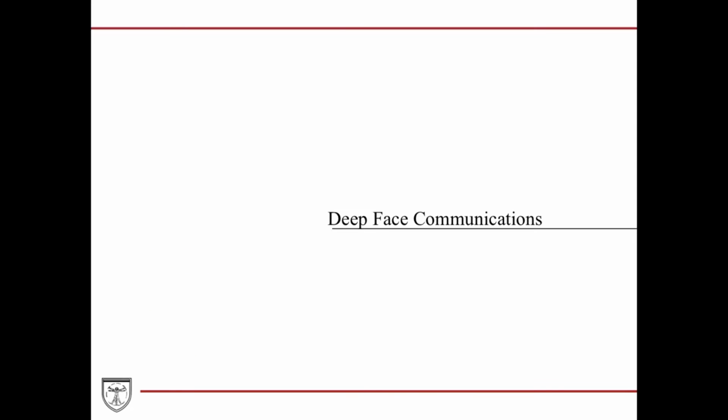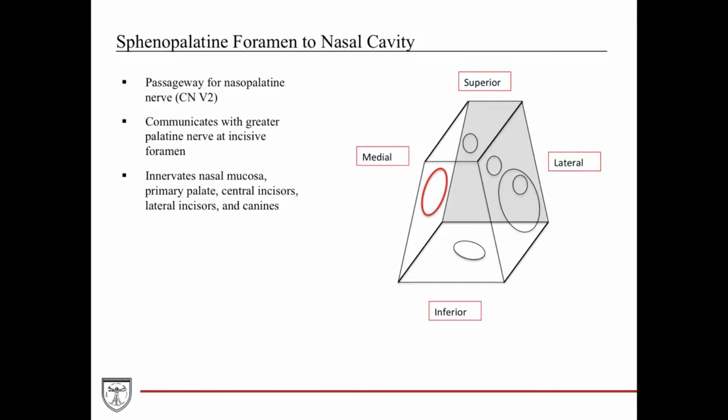So we're going to talk about the deep face communications as well. When we talk about this, the sphenopalatine foramen to the nasal cavity is on the medial border. It's a passageway for the cranial nerve V2 that communicates with the greater palatine nerve at the incisive foramen and innervates a lot of the nasal mucosa, the primary palate, the central incisors, lateral incisors, and canines. So it provides an access way for nasal mucosa innervation. That's pretty much what it does.